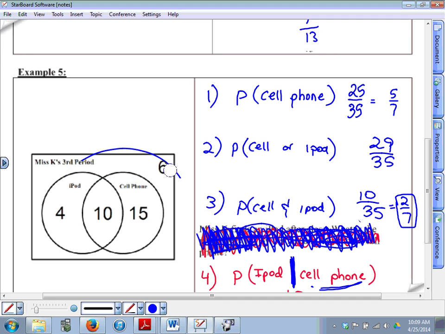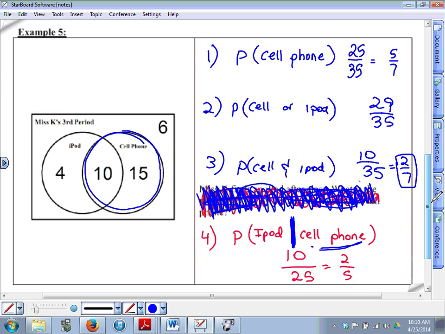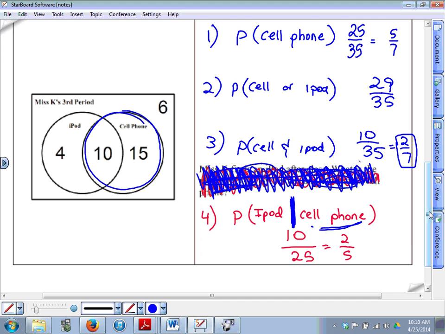So let's first figure out the sample space. The sample space are those students who have cell phones. That's the sample space, because that's what the condition says. You guys follow? Now, of this sample space, how many of them have iPods? 10. 10 out of 25. The condition sets the sample space. 10 out of 25 is 2 out of 5.